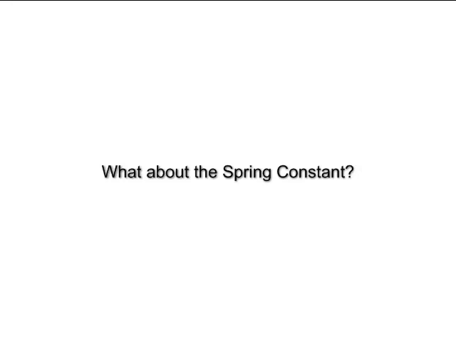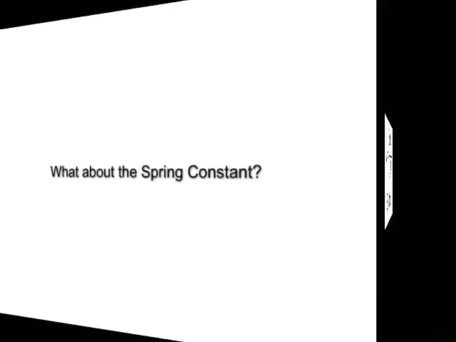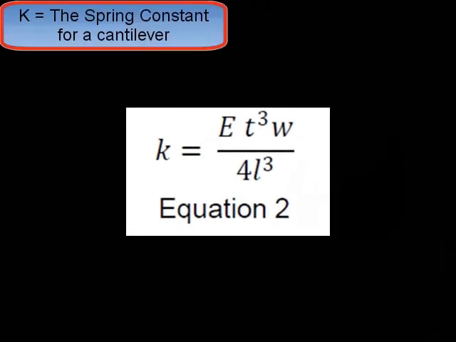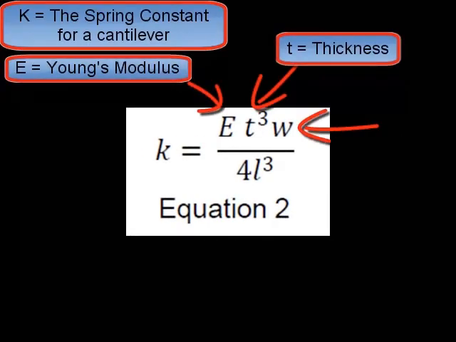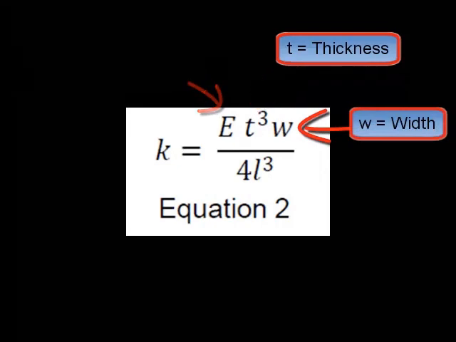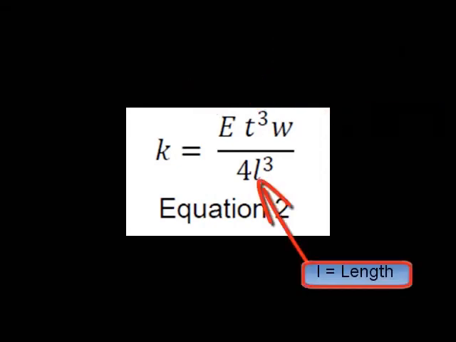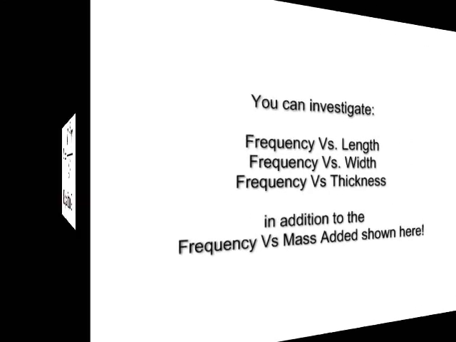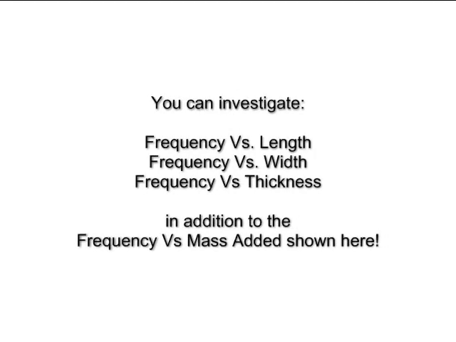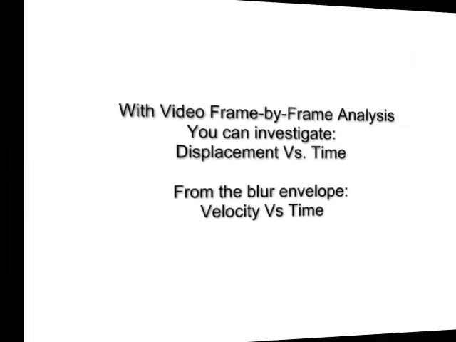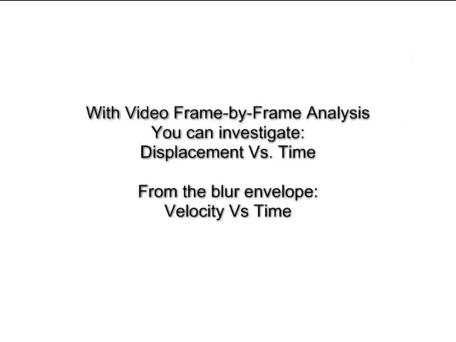Well, as we learned in the lecture, the spring constant is a combination of material properties, which in this case is the Young's modulus, and the thickness of the cantilever, the width, and the length. So you've got geometry and material property. Now you can change the length of the cantilever and measure the frequency, the width, measure the frequency, the thickness, measure the frequency, and as we saw, we can add mass to it. We can also look at displacement versus time at any given point and plot that as well on a displacement versus time graph.